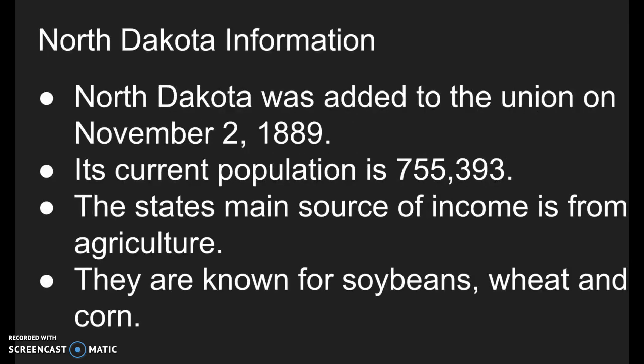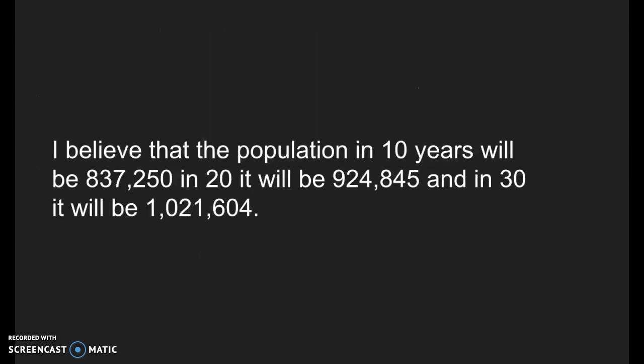So some basic information about North Dakota. It was added to the Union on the 2nd of November 1889. The current population as of 2018 is 755,393. The state's main source of income is from agriculture, so they're basically in for farming. They're known for their soybeans, wheat, and corn.